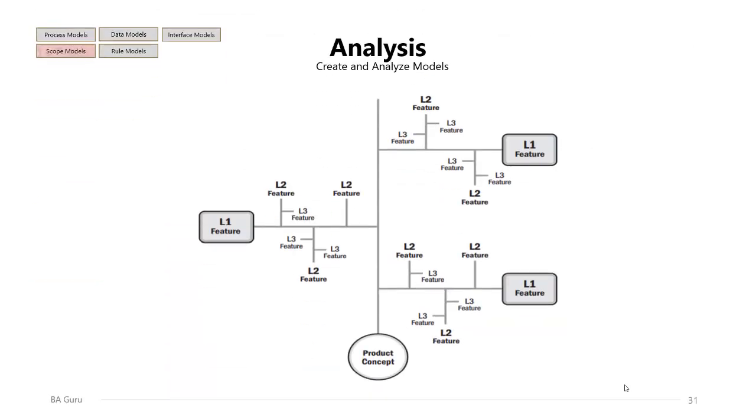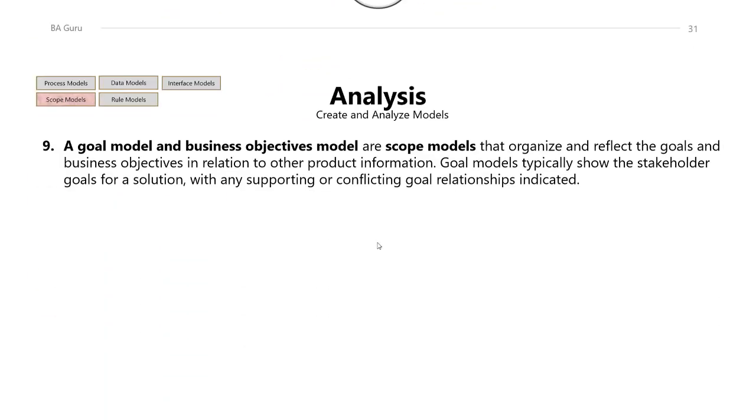Here is an example of a feature model showing the features up to the 3rd level. Here is the product concept, L1 features, and then we will go down to L2 features and then L3 features. By looking at the feature model, you can see all the features that will be applied in the product or the solution being built in this project. So it's very useful to use when meeting with the stakeholders on the project.